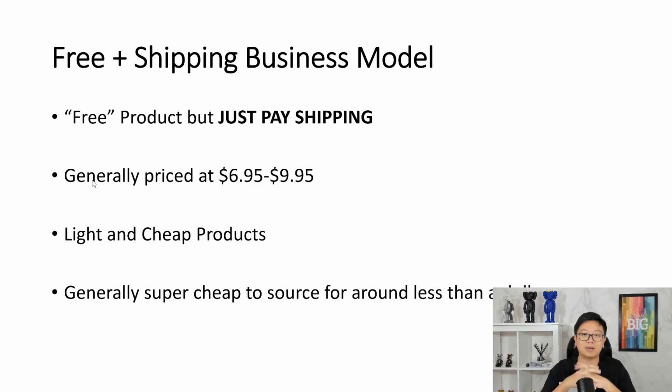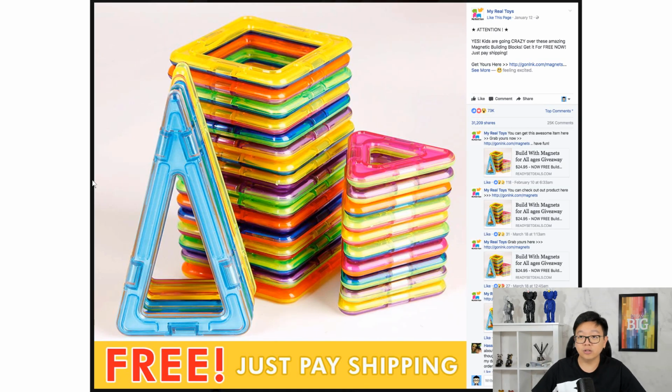I'm gonna show you some examples of what kind of ads are called free plus shipping and how they look. So for this company, My Real Toys, they have this ad copy: attention, kids are going crazy over these amazing building blocks. Get it for free now, just pay shipping.